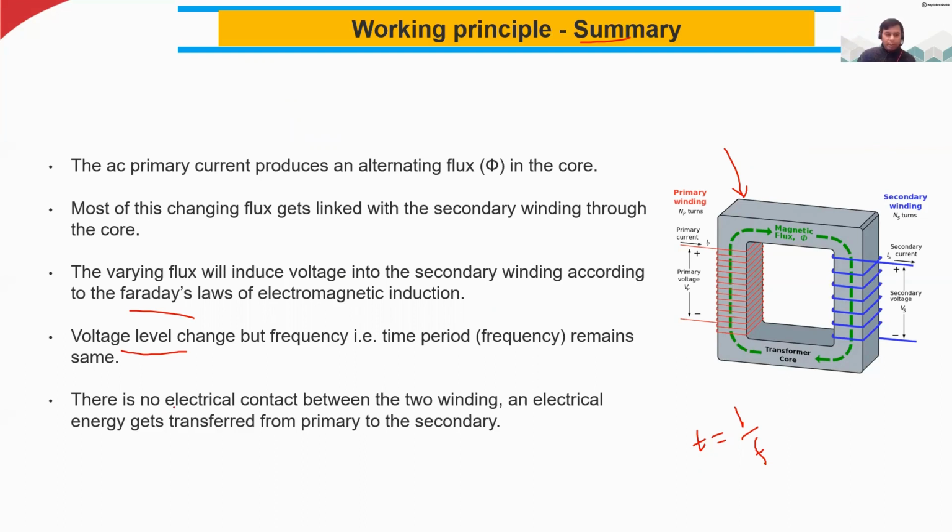And also you should remember there is no electrical contact between these two windings. These are isolated, and electrical energy gets transferred from the primary to the secondary in terms of magnetic flux.